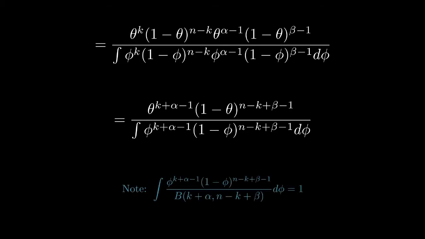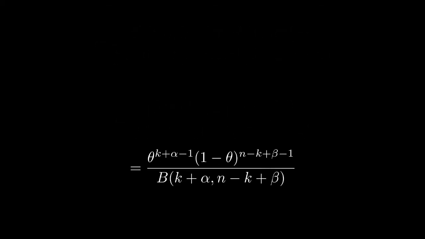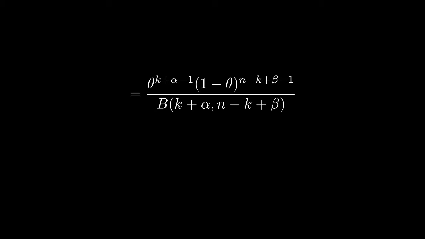Recall that if we integrate the beta distribution, we get 1 since it's a probability distribution. If you multiply both sides of the note shown here by the beta function in the denominator, you'll see that the denominator in the above expression in white is equal to beta function of k plus alpha and n minus k plus beta. We should recognize the resulting expression as a PDF of a beta distribution with parameters k plus alpha and n minus k plus beta.